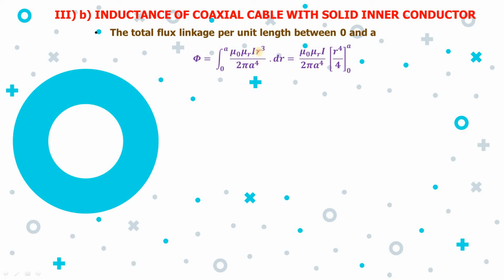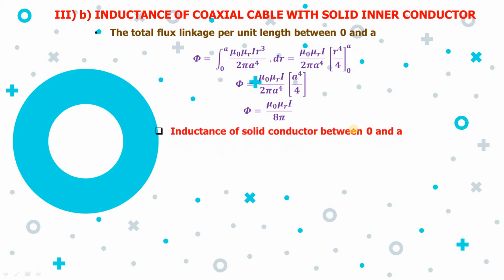So r cube into dr is nothing but r power 4 by 4, and you need to apply the limit. It is a power 4 by 4 minus 0 by 4. So a power 4 will get cancelled. Then finally what is your answer? Phi is equal to mu naught mu r I by 8 pi. So this is the flux linkage between 0 and a, right?